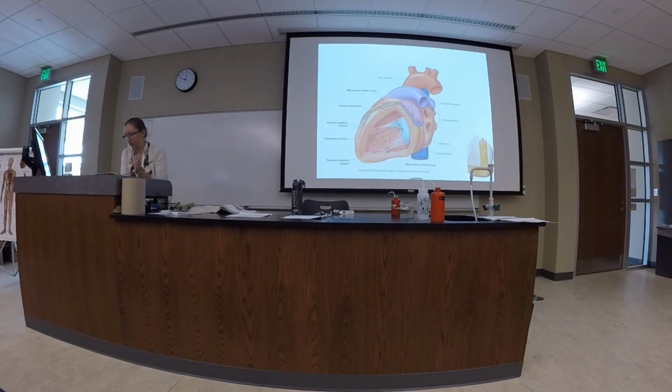So we pass from the left atrium to the left ventricle via the mitral valve. This is a bicuspid valve. And one way you can remember it is a miter has 2 points on it, so the mitral valve has 2 cusps. Those are also attached to chordae tendineae and papillary muscles in the wall of the left ventricle.